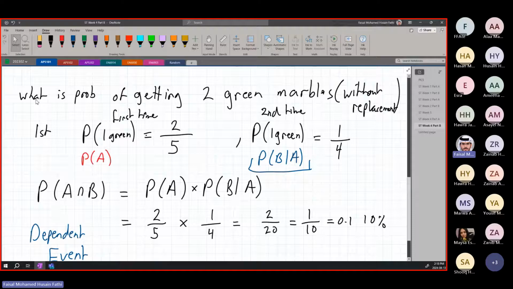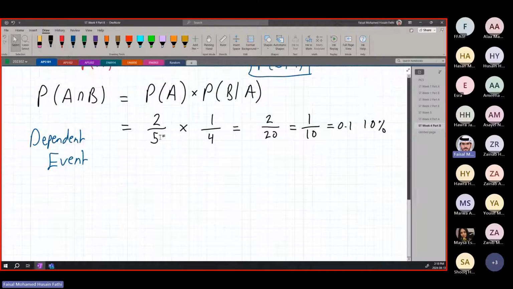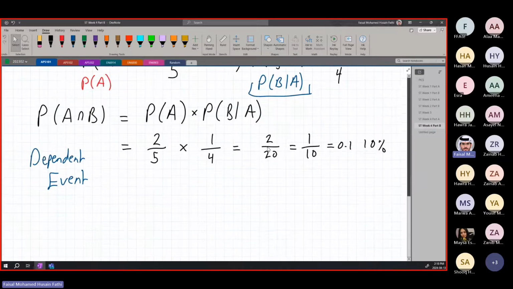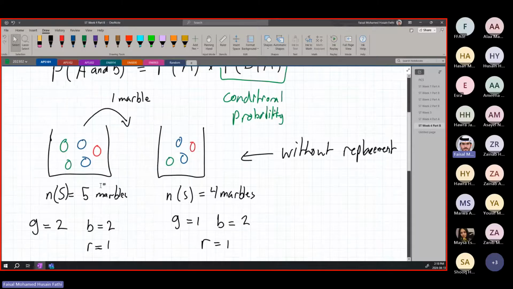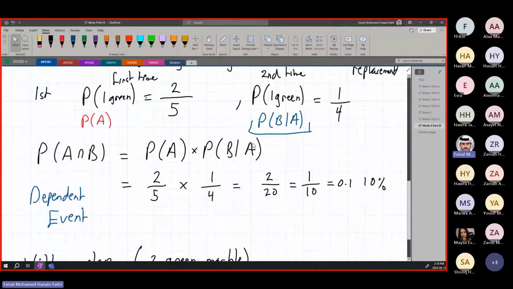Now, what about the case of an independent event? If we have the same exact case here, where we have the same marbles, but there is replacement. So the question here is now with replacement. The same question. What's the probability of getting 2 green marbles? Since we are replacing it, we are taking one marble and putting it back again, and we want to see our chance of getting a green marble again. In this case now, we do not have any conditional probability.